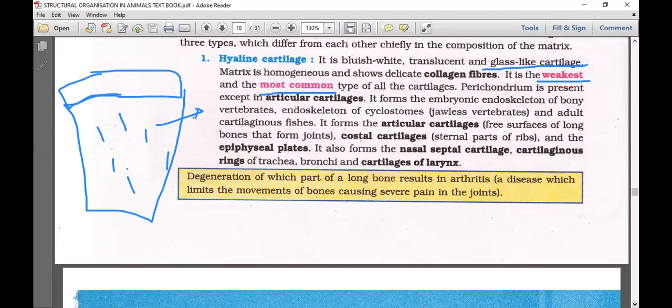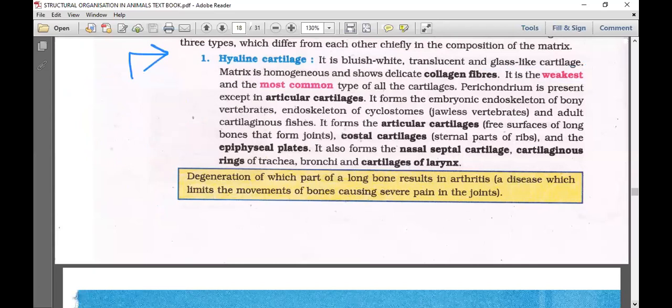Then examples play the role here. Then perichondrium is present. Actually, this is the perichondrium we are talking about. Perichondrium is present except in articular cartilages. Who are articular cartilages? We need to look forward. So perichondrium is present generally except in articular cartilage.